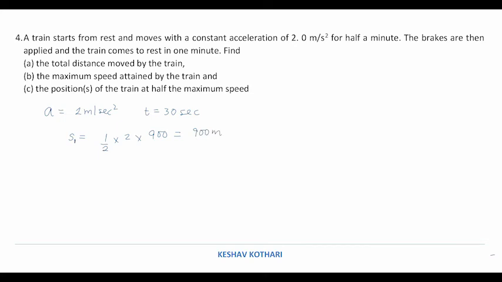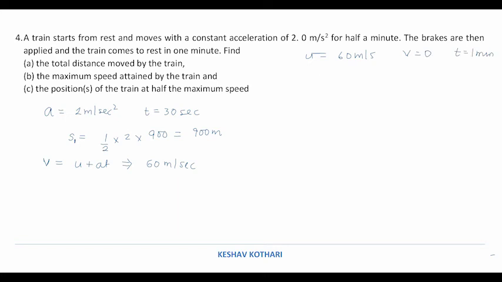Now the brakes are applied and the train comes to rest in 1 minute time. During this time, the velocity attained by the train is v equals u plus at, u is 0. So we say that the velocity attained is 60 meter per second. Now the brakes are applied and the train comes to rest in 1 minute time. So the train is coming to rest, so this becomes the initial velocity for the braking time, that is 60 meter per second, and it is coming to rest in 1 minute time.